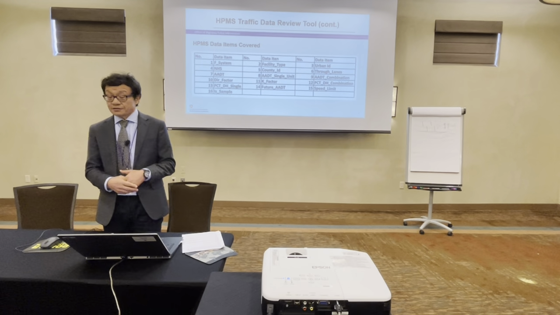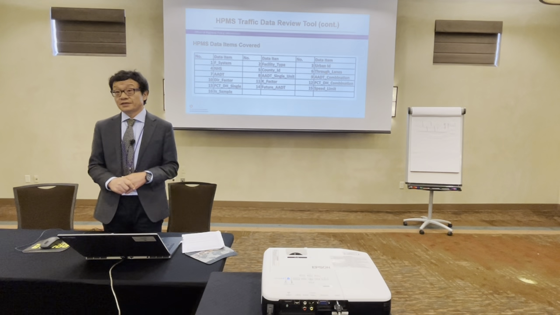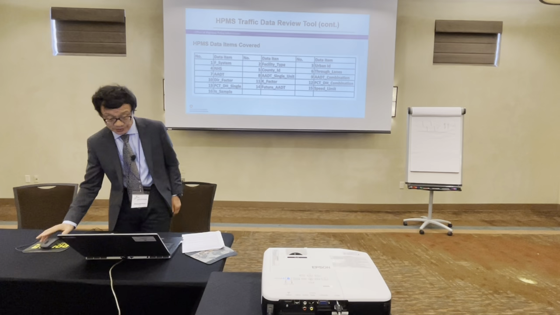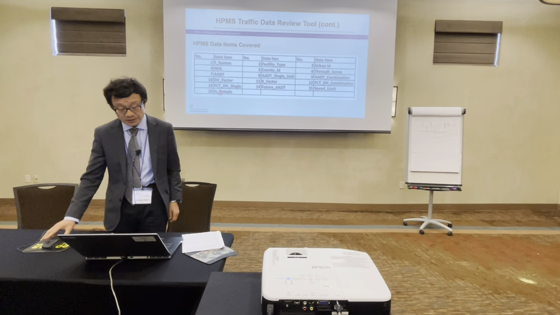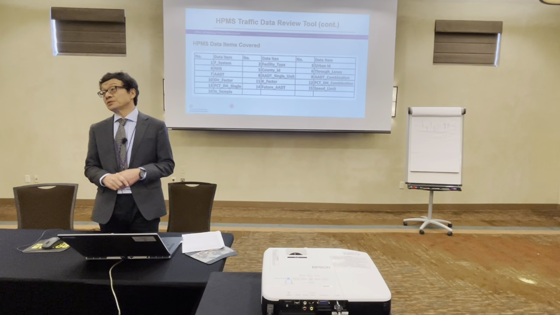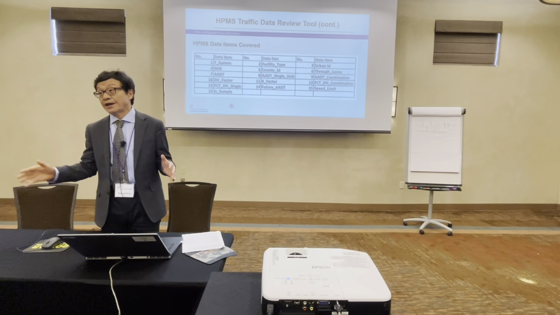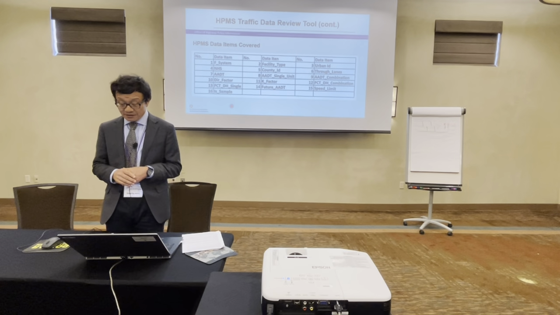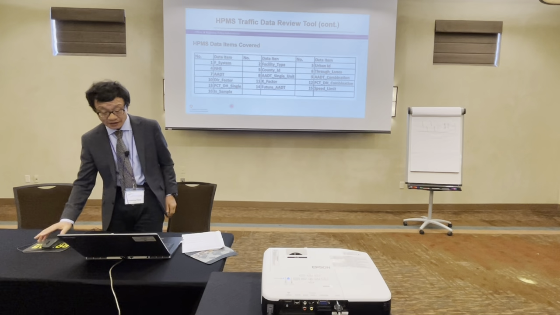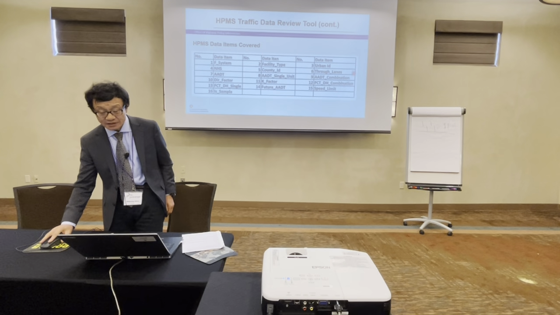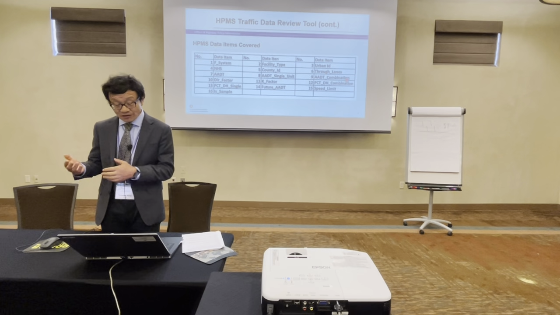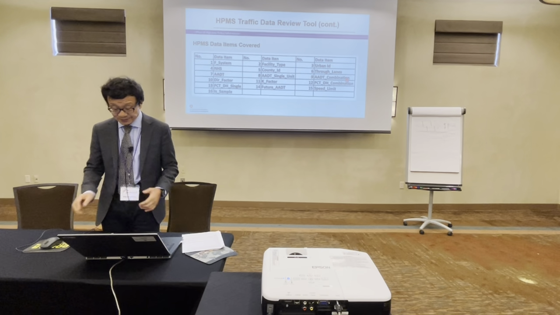The tool is focusing on 15 traffic-related data items from HPMS, also shown on this screen. And it has 15 of them, including whether or not a roadway segment is a sample panel or not. And the data check comparison is on ADT, ADT single unit, ADT combination, direction factor, K factor, and all the way up to the future ADT.